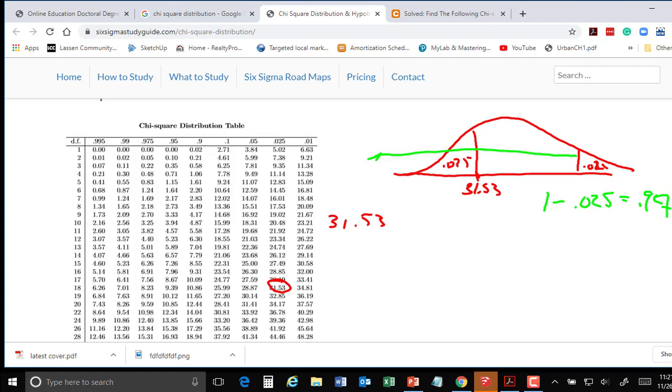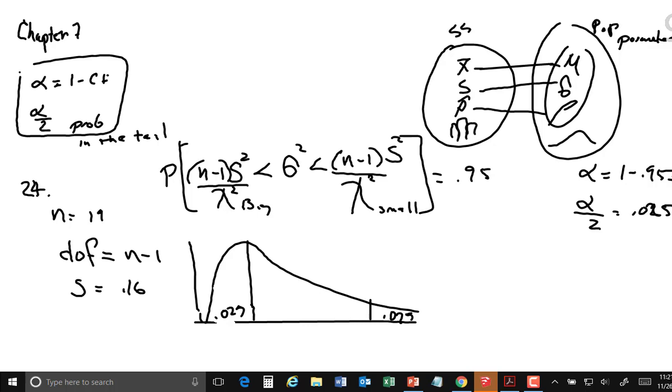So now we have to go back to the table to 18. But this time, go to the 0.975. And in that case, on the same row, I got 8.23. Then we go back to what I was doing here. Under this guy we're going to put 31 something, and on this one, 8 something. And that's how you're going to do it.